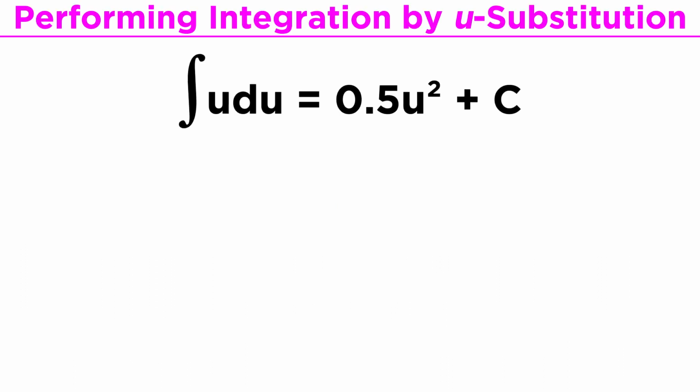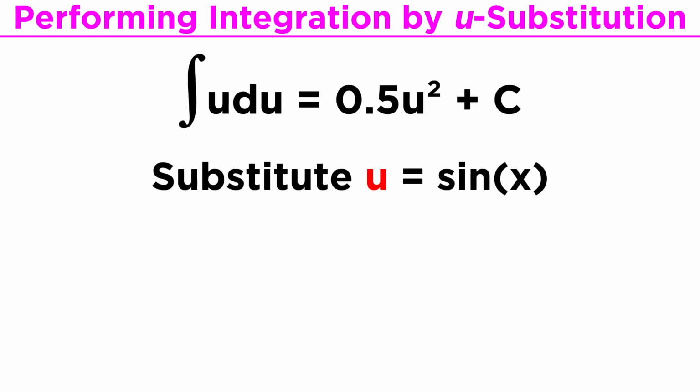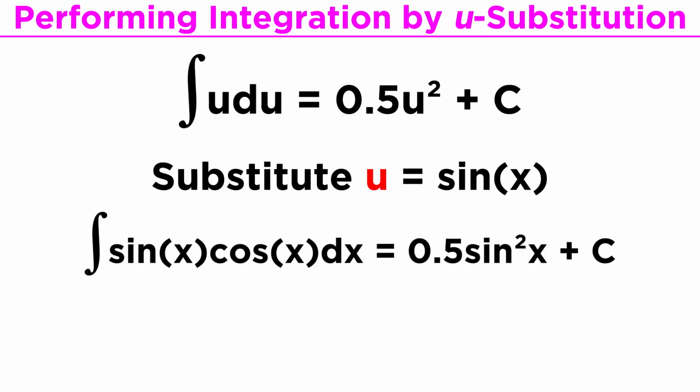From this, we derive that the antiderivative of u with respect to u is 1/2 of u squared plus the arbitrary constant. Now we substitute for u is equal to the sine of x to derive that the antiderivative of sine x times cosine x is 1/2 of sine squared x plus c.